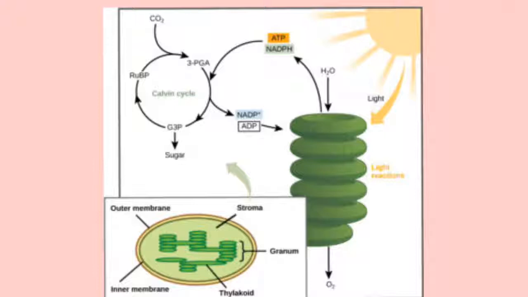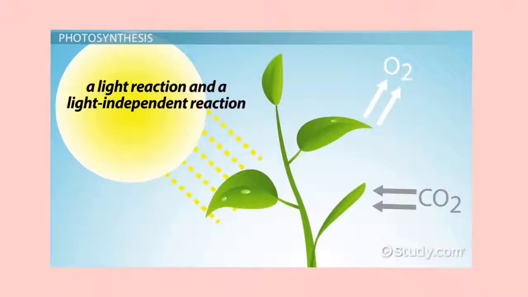The last step is regeneration. Regeneration is the process that requires ATP. Because it takes 6 carbon to make glucose, this cycle must be repeated 6 times to make a single molecule of glucose.